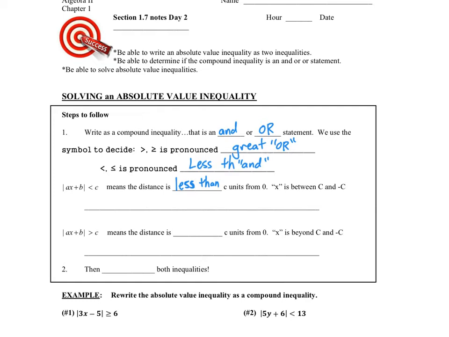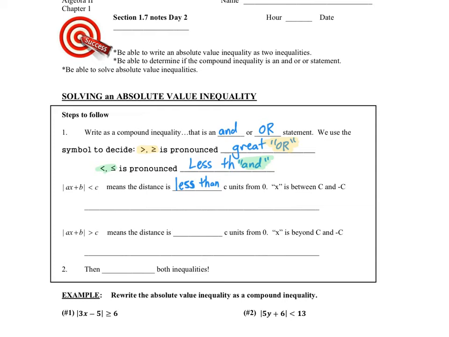So if it is a greater than or greater than or equal to sign, think of greater than as greater or. We use an or symbol. If it's a less than or a less than or equal to sign, think of less than. We use an and. Okay, and that's how we know what word to pick, and that word's going to help us know what our graph is going to look like.